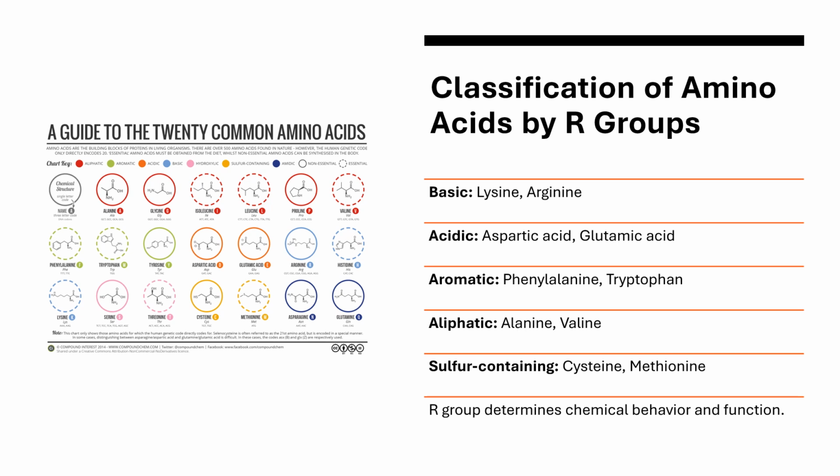Aliphatic, like alanine and valine, which are much more neutral and hydrophobic. And then there's sulfur-containing, like cysteine and methionine, which can form important bonds in protein folding. These classifications matter because they affect how proteins fold and function. And the folding and functioning of these proteins we'll get to a little bit later in this presentation.